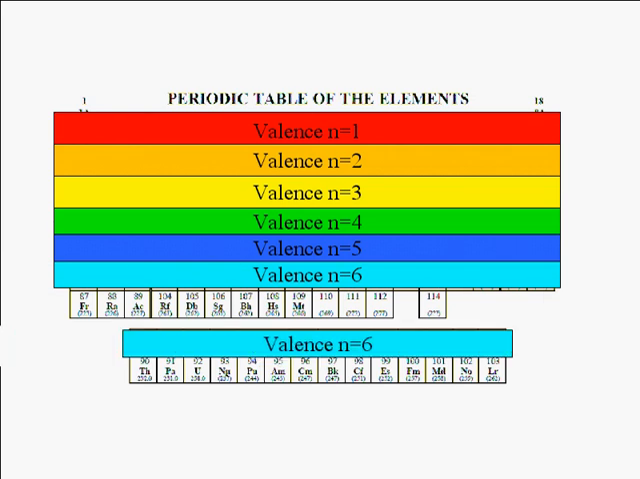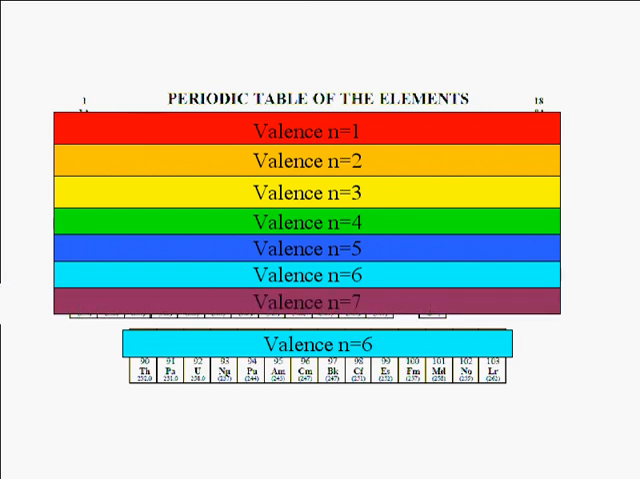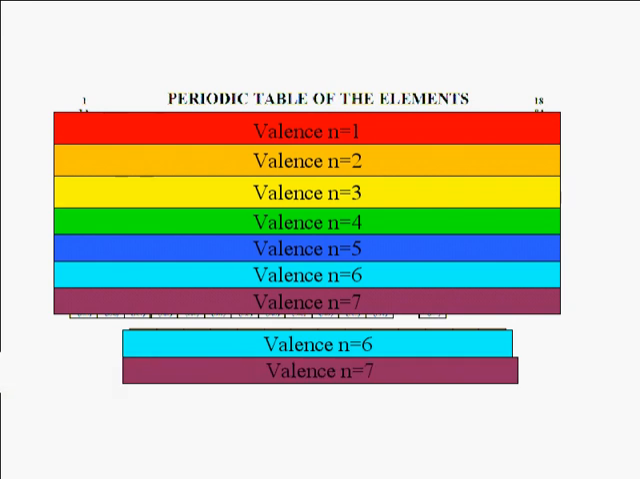The same is true for the lanthanides. These elements actually belong to row 6. For elements in row 7, the valence shell is the seventh shell. The same is true for the actinides. These elements actually belong to row 7.